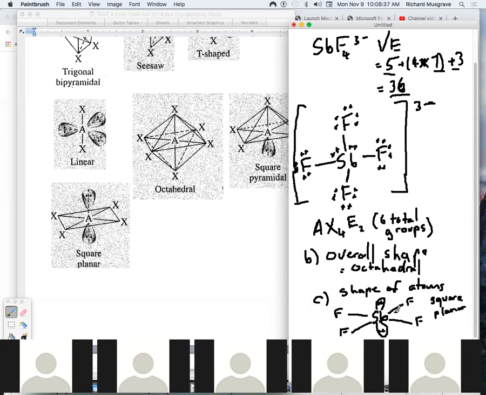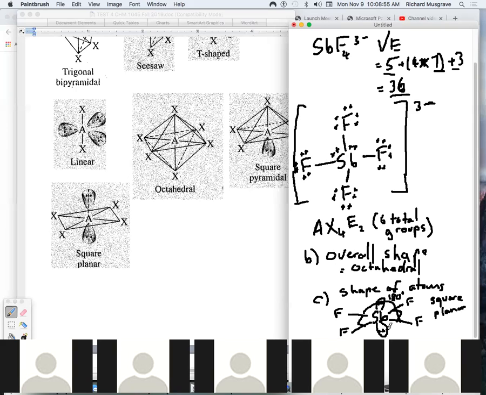And because that's a square, it means all the bond angles are 90 degrees. Or you could also say that the bond angles are 180 as well, if you want to go across the central atom too. So 90 and 180 for the bond angles on that one.